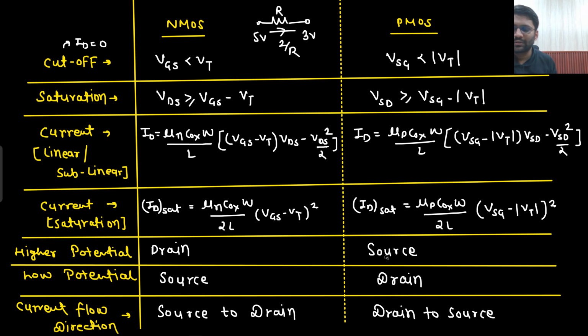Yeah, drain to source. So low potential is drain. Okay. So here it is flowing from low potential to high potential.